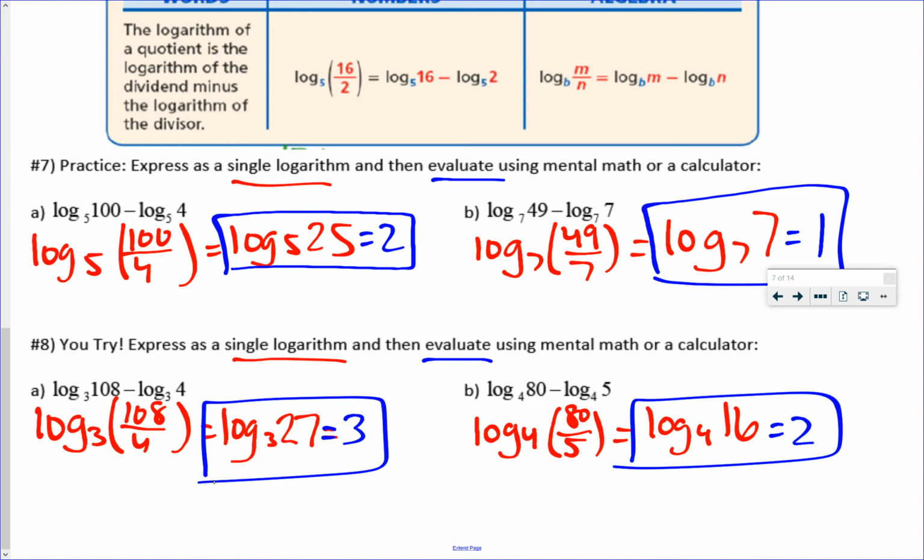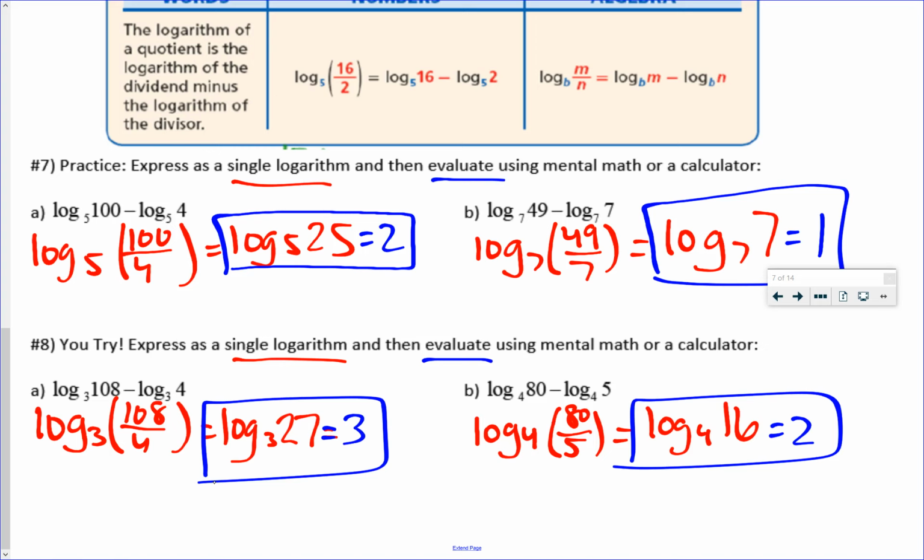Okay? How we do on those? I saw good things. So you have to write good. Everything in the box. I need what's in the box. That is my answer. The red and the blue. Okay? Read your directions. If they just say condense or expand, if you just see one of those words, then you don't have to do the evaluate part. But if it tells you to evaluate, do it.